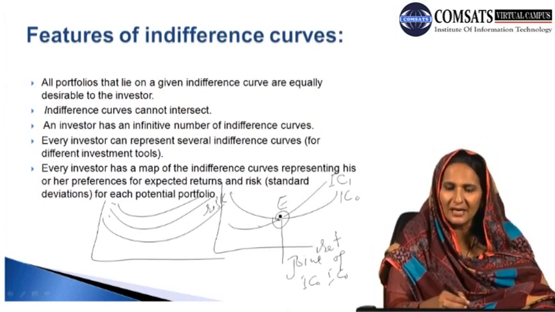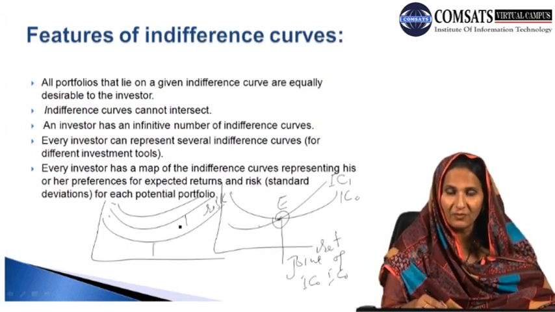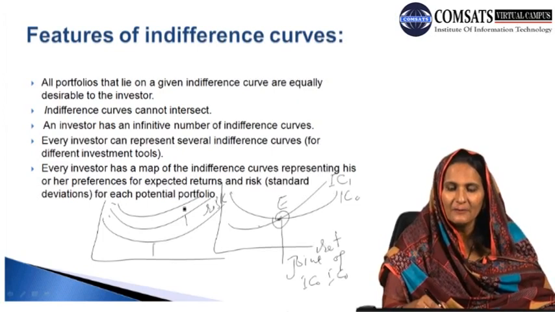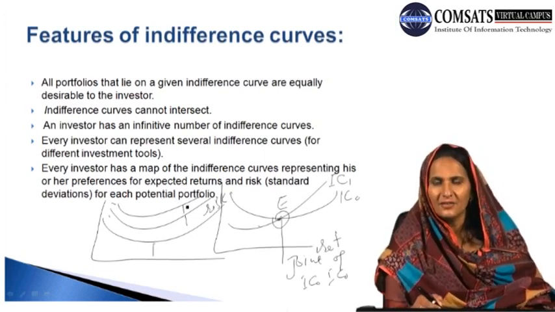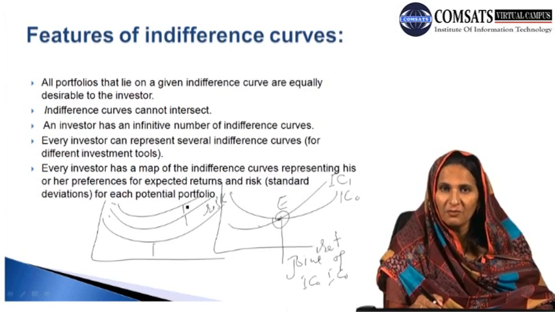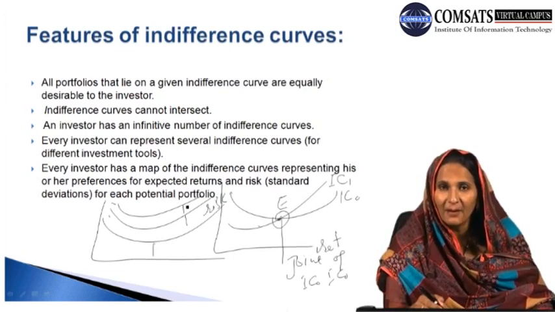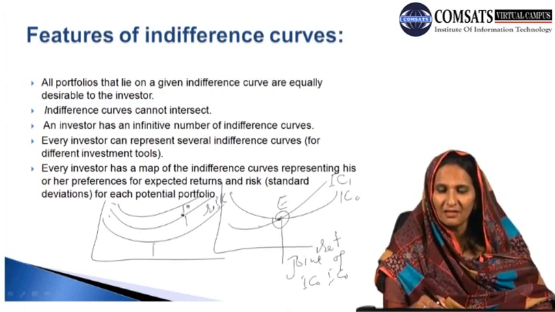For example, we can say that a lower indifference curve indicates a lower level of preference, the higher indifference curve indicates a higher level of preference, and a further higher indifference curve indicates a further higher level of preference. So there is a set of combinations between risk and return that are indicated by the different preference curves or indifference curves, and this is known as the indifference curve map.